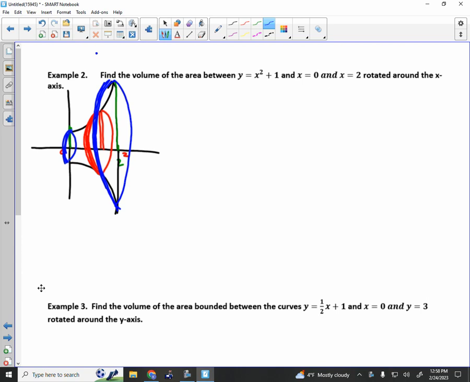So let's start. I've got this. What's the width of these? dx or dy? dx. So dx times what is the radius going to be? x squared plus 1. And I square that, I multiply it by pi. And what are my bounds of integration? 0 to 2.